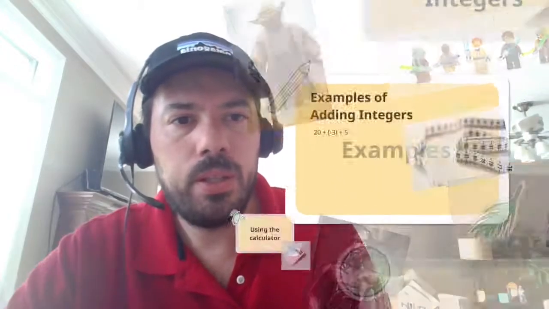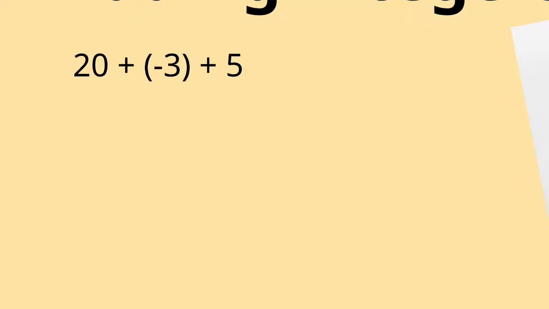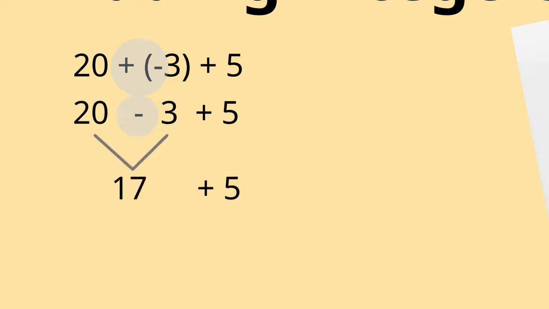All right, so let's look at some examples. Say you have something like this: 20 plus negative 3 plus 5. The first thing you need to remember is that adding a negative is the same thing as subtracting a positive. So we can turn the plus and the minus into just a minus. That would look like 20 minus 3 plus 5, which is easier to understand. Once you have that, you just go from left to right: 20 minus 3 is 17, and then plus 5 is 22. Pretty straightforward.